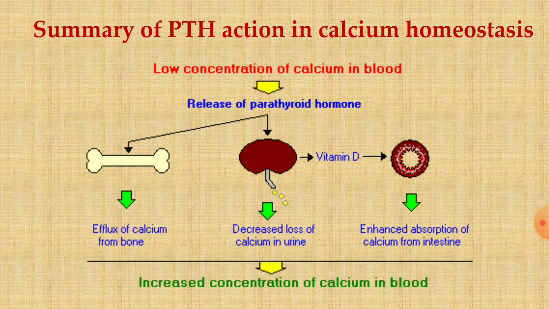Also, under the influence of PTH, there occurs inhibition of phosphate reabsorption. That means two contradictory effects. Reabsorption of calcium is stimulated, but reabsorption of phosphate is inhibited in the proximal tubule. And the effect produces phosphaturia and hypophosphatemia. That means phosphate reabsorption is inhibited by PTH and there occurs phosphaturia and hypophosphatemia.